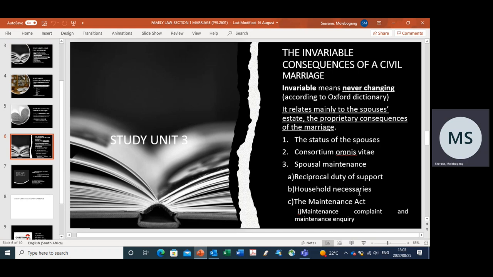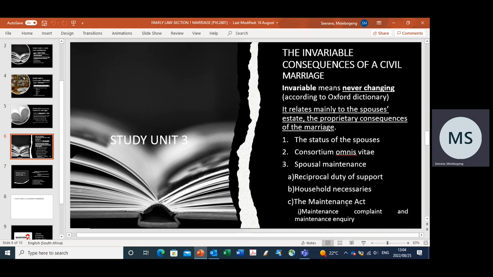Had the court adopted the subjective approach, the defense would probably have succeeded because buying household items on credit would not have been deemed reasonably necessary in a household which has already been provided with sufficient funds. And that is in your textbook on page 49. So now we're done with the household necessities.